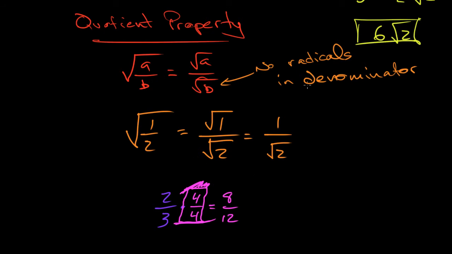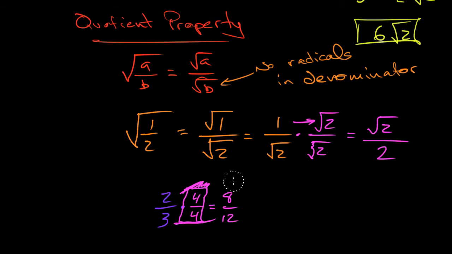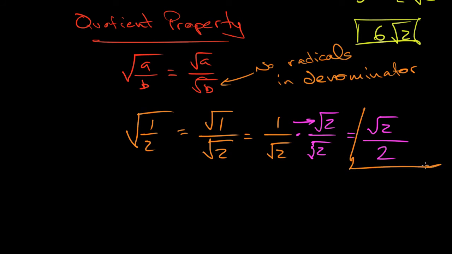Well, to rationalize the denominator, I'm going to multiply it by a fraction equal to 1, and I'm going to use the radical from the denominator to build this fraction. When I multiply 1 over the square root of 2 by root 2 over root 2, in the top, 1 times the square root of 2 is just the square root of 2. And in the denominator, the square root of 2 times the square root of 2 is equal to 2. So all that means is that the square root of 1/2 in simplest form is known as root 2 over 2.